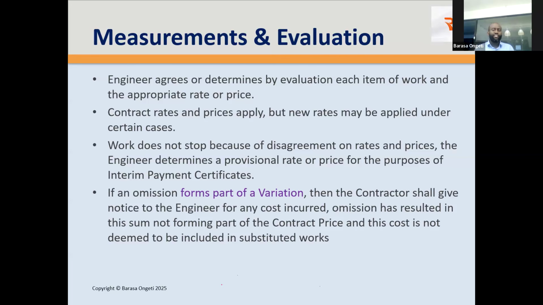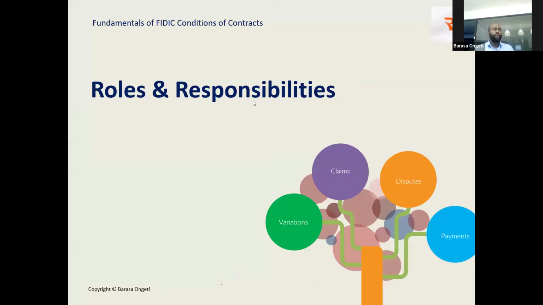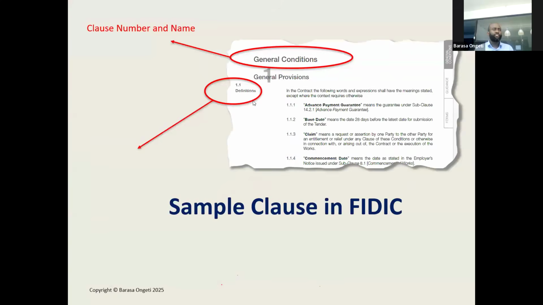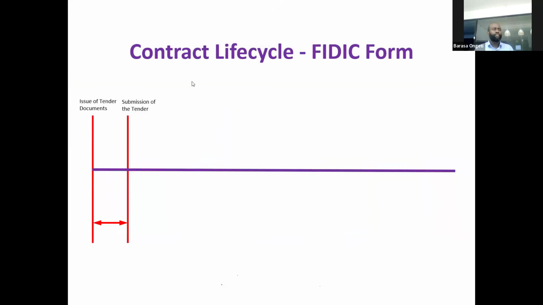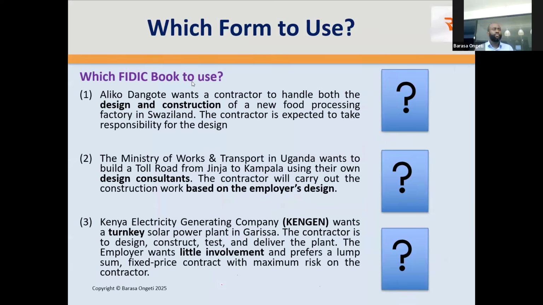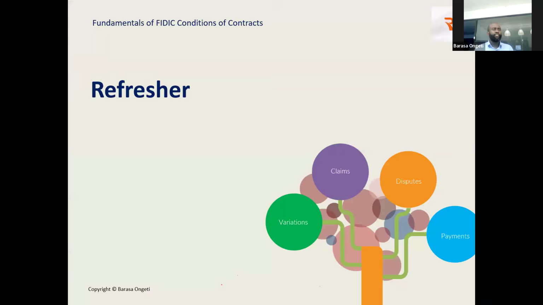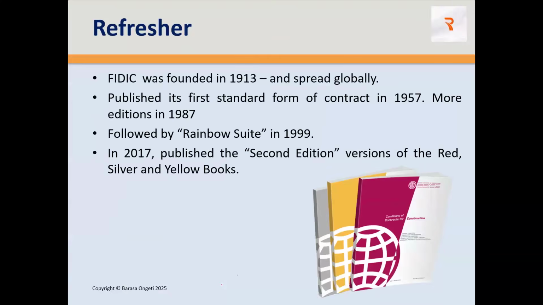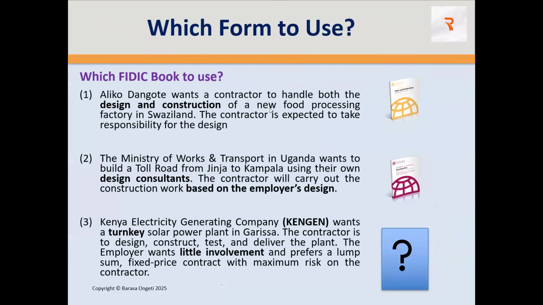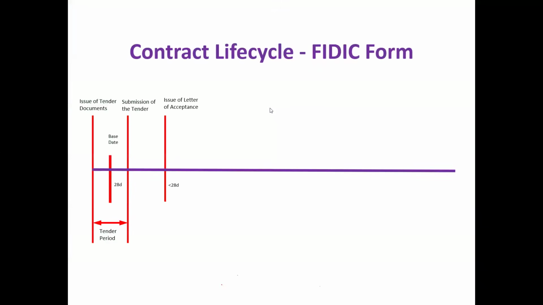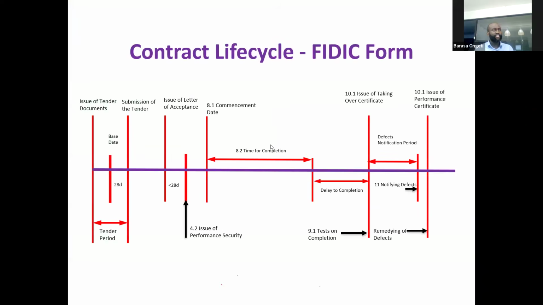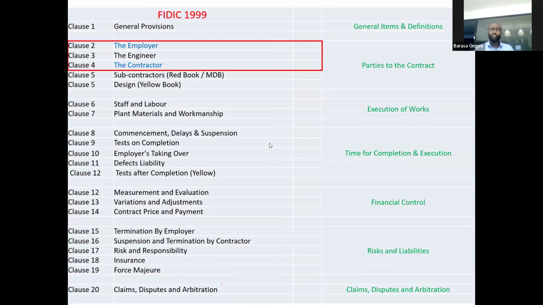Who does the measurements? Is it the engineer or the QS? Who are the parties to the contract? The engineer, the contractor, and the employer. Yes, so I don't know why this guy is asking about the QS.